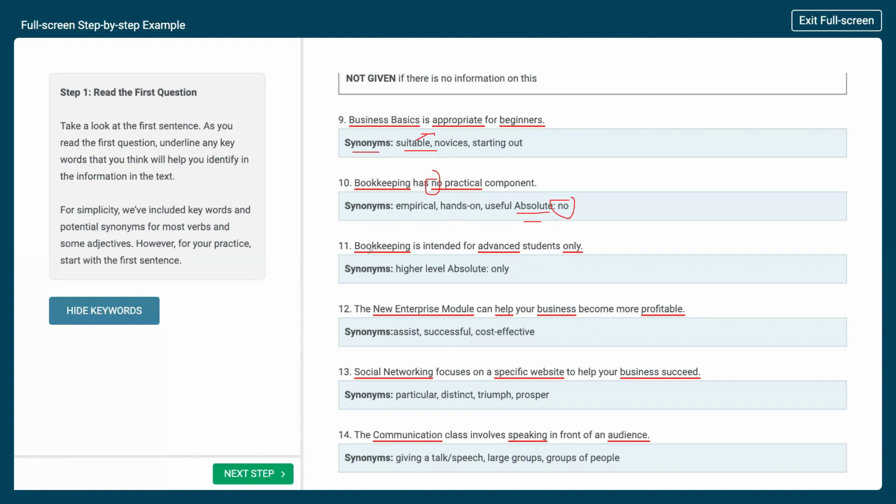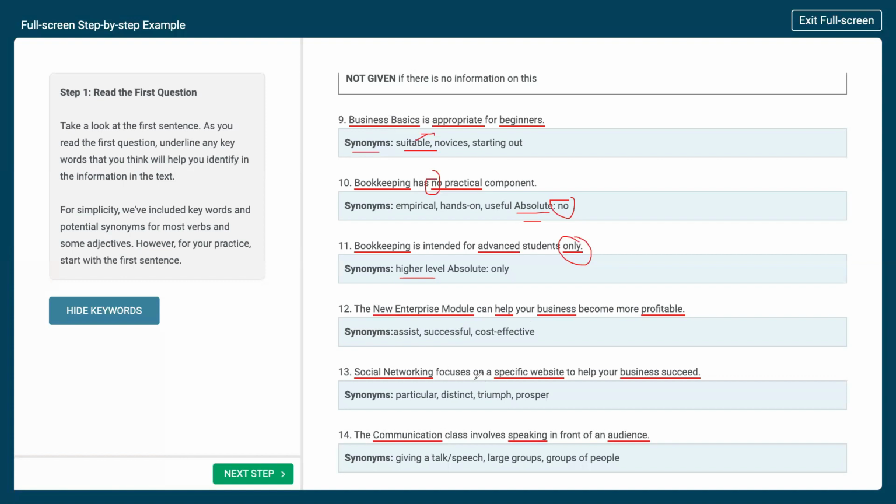Number 11, bookkeeping is intended for advanced students only. Again, we have another absolute word. So I would say higher level for advanced, and absolute word only. So keep that in mind. Number 12, the new enterprise module can help your business become more profitable. I have this keyword just because it looks like it's a type of course, just like bookkeeping and business basics. Help, I have assist. And more profitable, we could say successful or cost-effective.